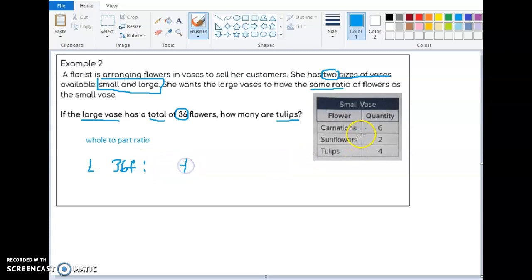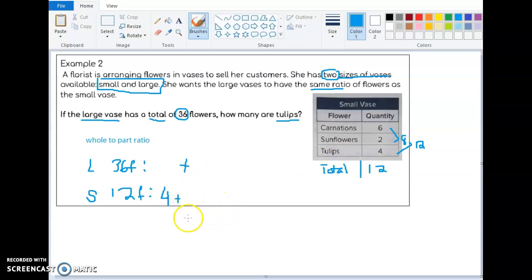Okay, because if I look at my table, this is just for a small vase. So let's go ahead and figure out what the small vase ratio is so we know what they have to be the same as. Okay, let's see. What are my total flowers for the small vase? Okay, I got 6 plus 2 is 8, plus 4 is 12. Okay, so let's go ahead and write my small vase ratio. 12 to tulips were 4. 4 tulips.